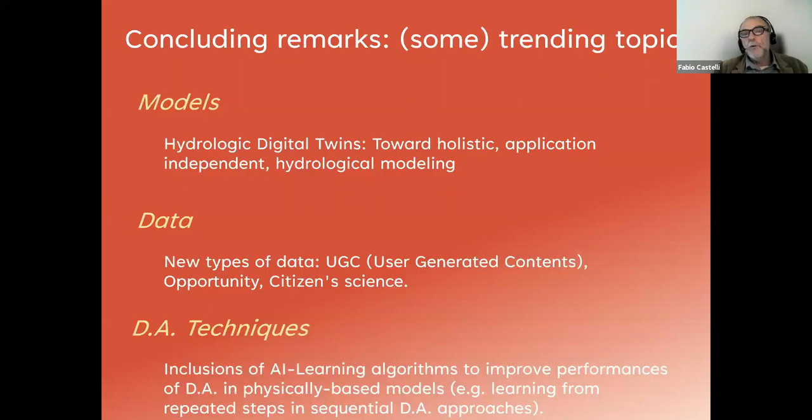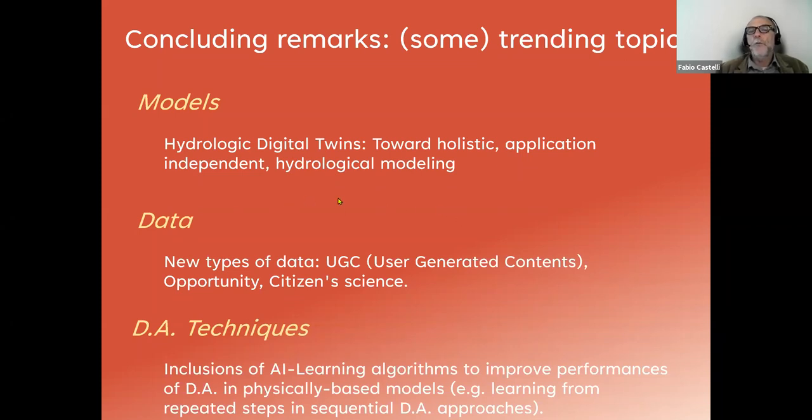So just as concluding remarks, I will mention some trending topics, at least some of them that I see out there in conferences, in recent publications, and so forth, on the three ingredients, okay, that make a data assimilation system: the models, the data, and the techniques. On the models, as I mentioned at the beginning, one of the characteristics of the hydrologic community is to have, over time, given birth to a plethora, a jungle of many different problem-specific models. And this is a strong weakness. Now there is a strong effort in building what are called digital twins, okay? Also in the hydrologic community.